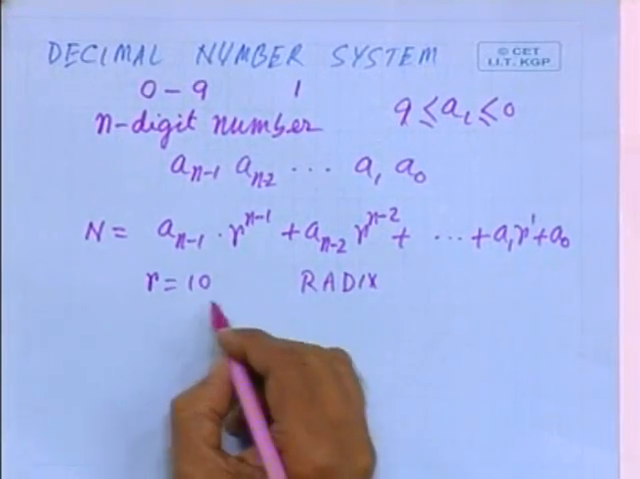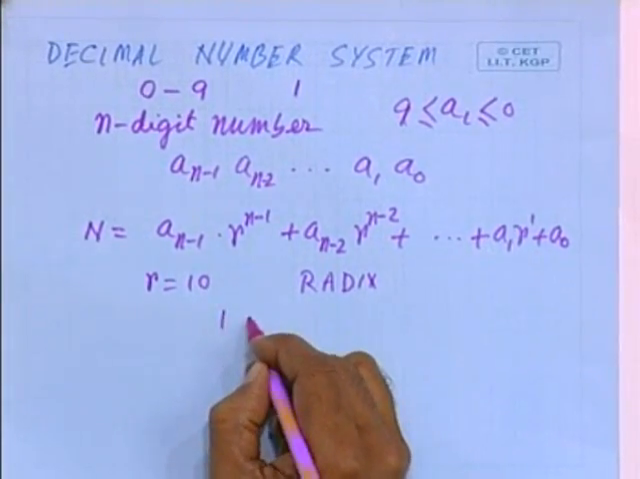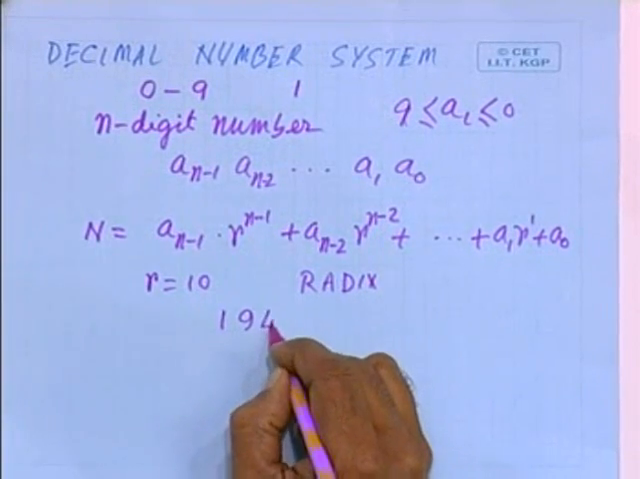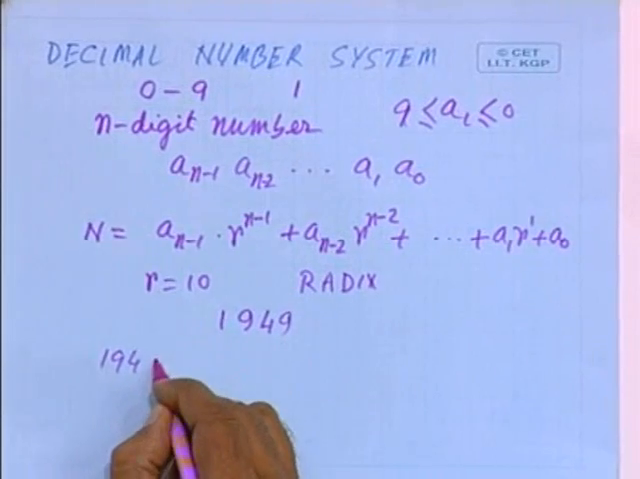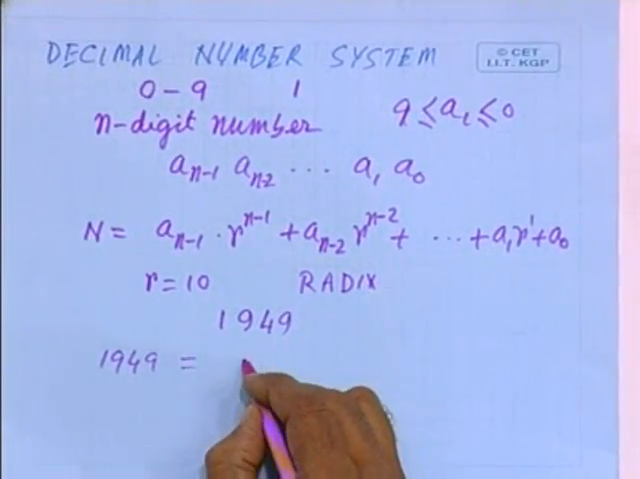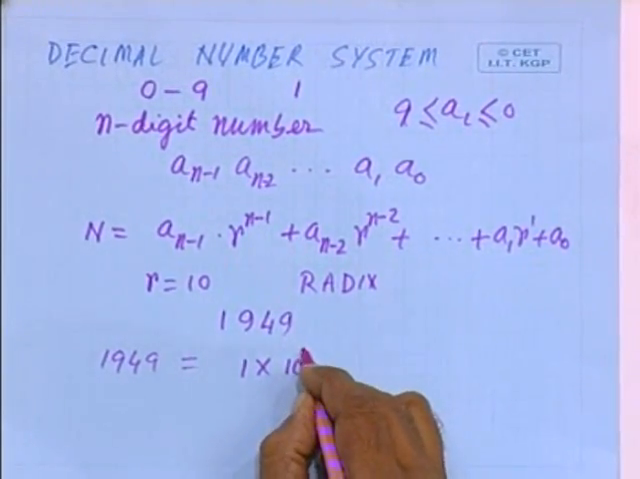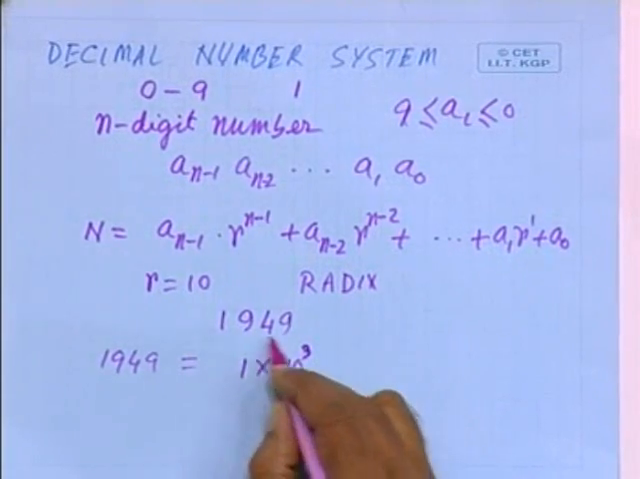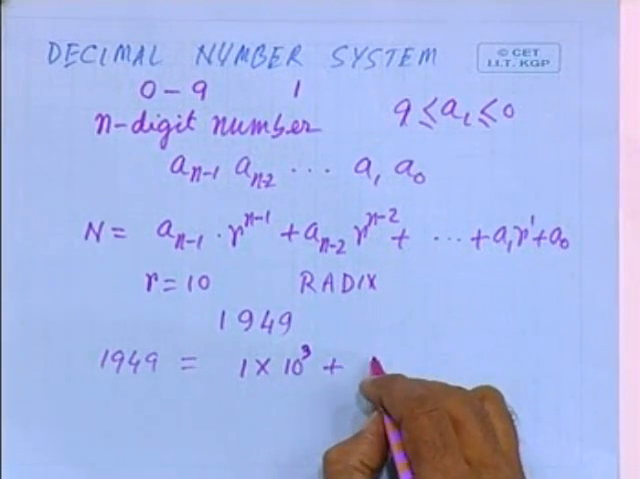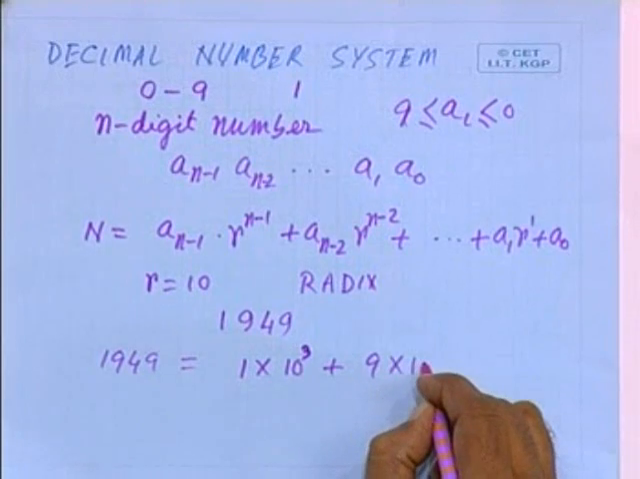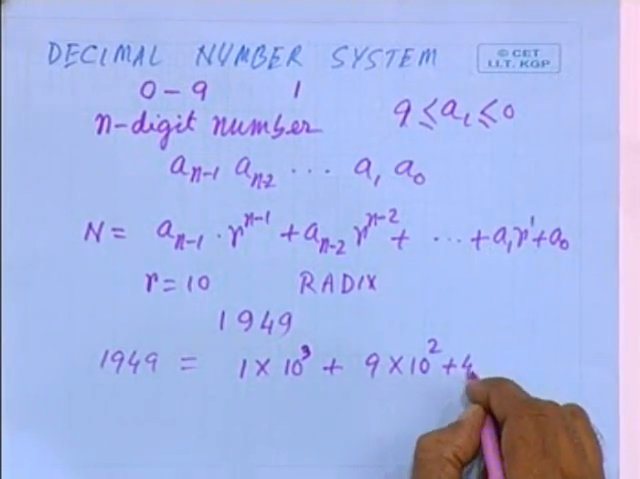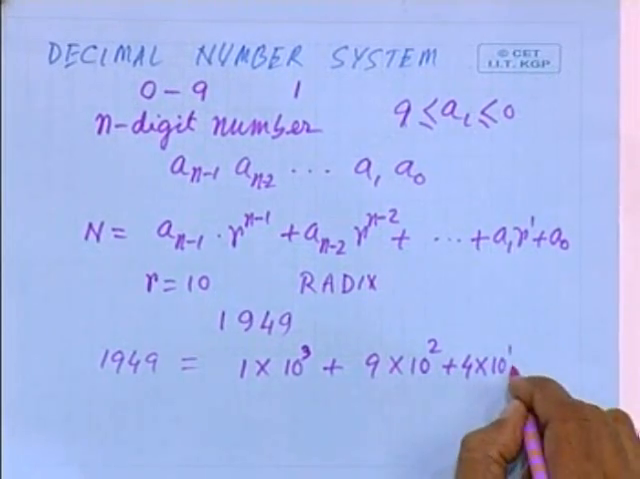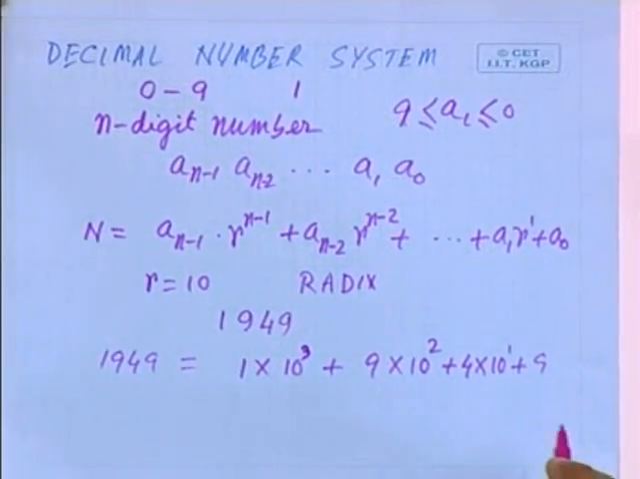Now, how is this value calculated? Let me illustrate with the help of an example. Suppose the number is 1949. How did we get it? 1949 is equal to 1 into 10 to the power 3, because it is a 4-digit number, plus 9 into 10 to the power 2, plus 4 into 10 to the power 1, plus 9. That is how we got it.